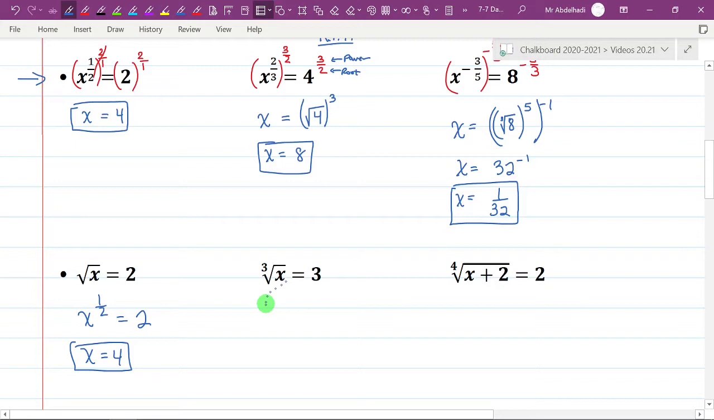Now here, what is this? This is x to the 1/3. This is not the same as this, so we'll do this. And once you get here, what's the multiplicative inverse of 1/3? It's 3.